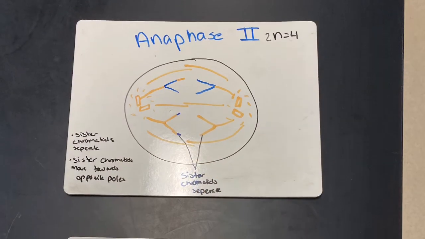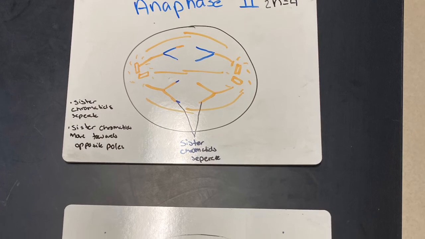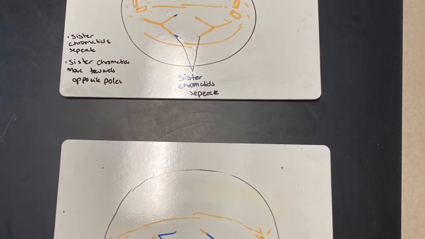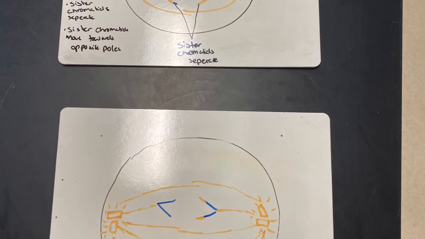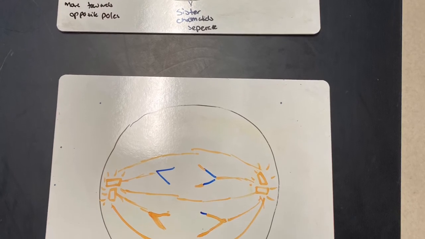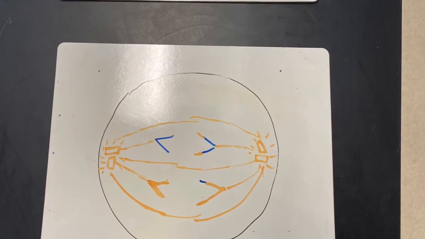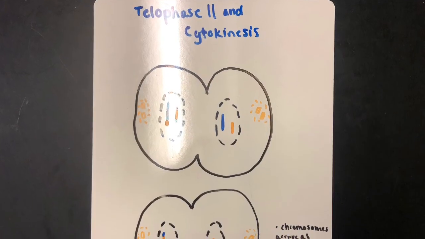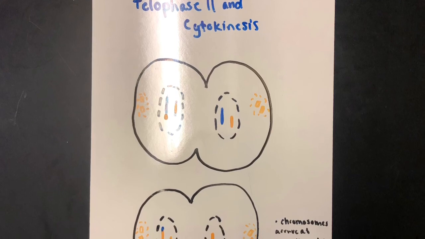The next phase is anaphase II. During this phase, the sister chromatids are pulled to opposite poles by the meiotic spindle. The separated chromatids are now individual chromosomes. Now the cell is diploid. The next and final phase is telophase II and cytokinesis.